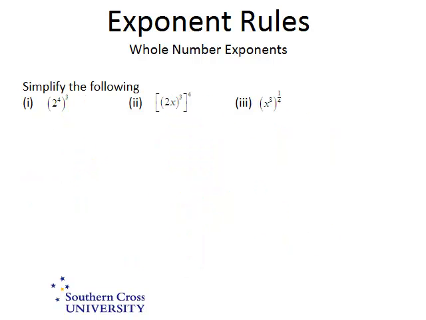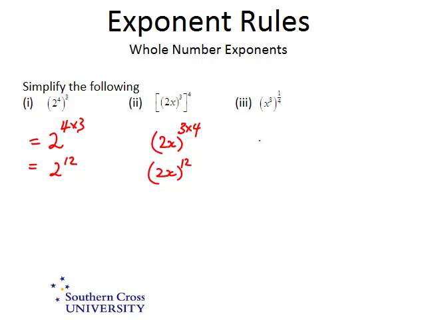Now we're going on to the power of a power rule. So this is 2 to the 4 times 3, which is 2 to the 12, and I won't solve that. I'll just leave that in that shorthand way. This here is 2x, that's our base, to the 3 times 4, which is 2x to the power of 12. Those brackets must be maintained because it's 2x, that's the whole lot, is raised to the power of 12.